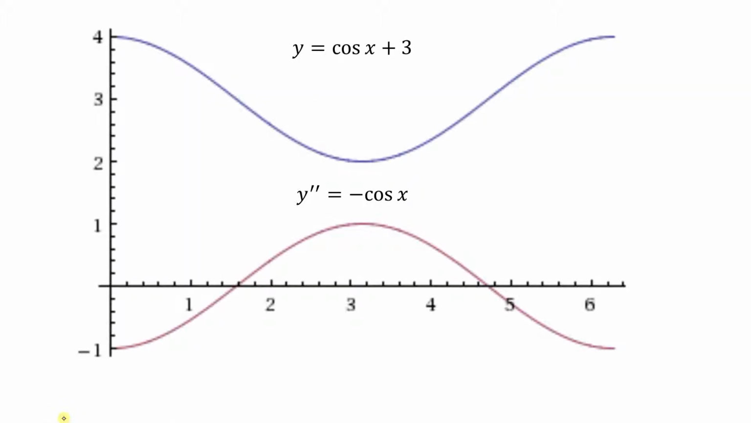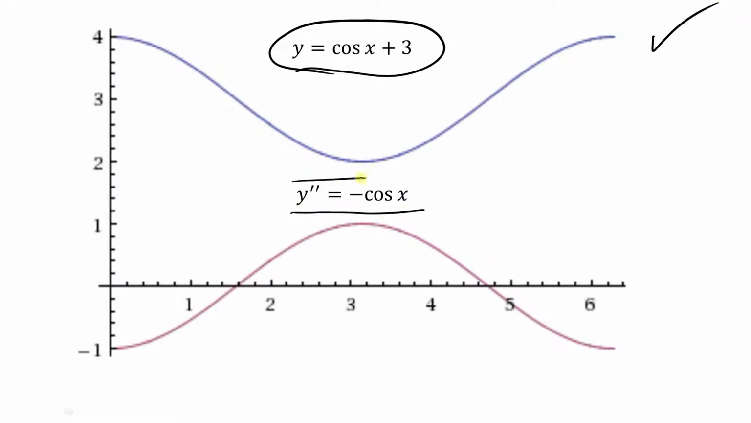Now let's look at some examples. Let's take a function y equal cosine of x plus 3, and the graph is shown here. If we take the second derivative of the function, we get that the second derivative is cosine of x. You can see that by realizing that y prime is equal to minus sine of x. And the second derivative would be the derivative of minus sine, which would be minus cosine of x.